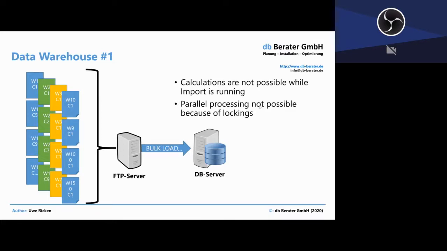And the second thing was, we could not do any parallel processing, because parallel processing could not happen if one supermarket was pushing the data. We got an exclusive lock on the whole table. And while we had this lock on the table, no other process could push data into it.